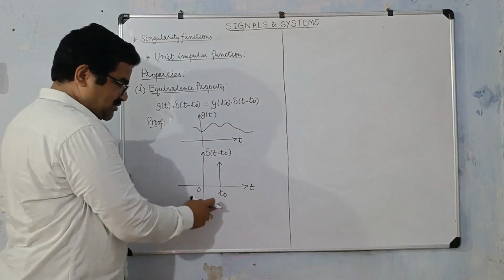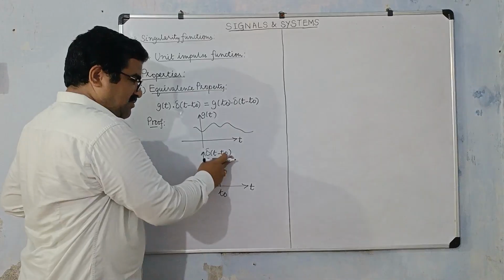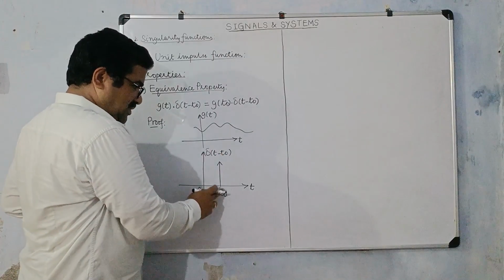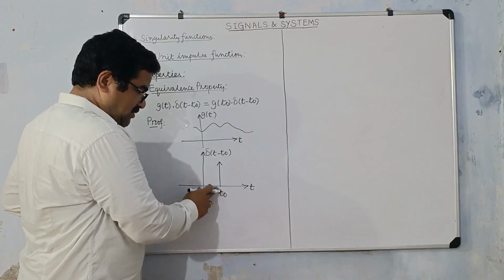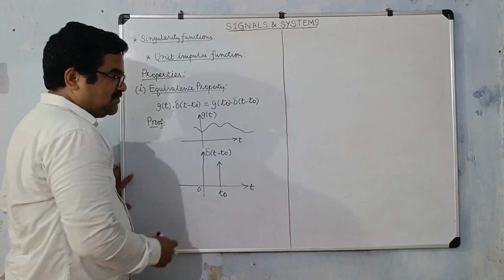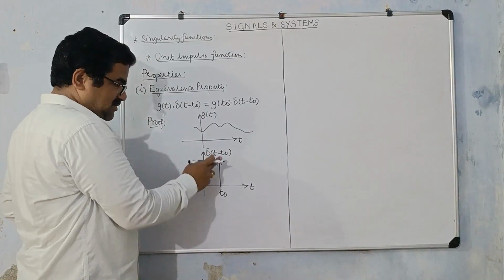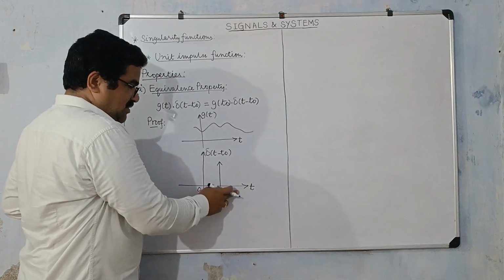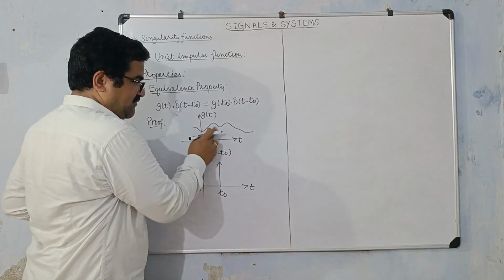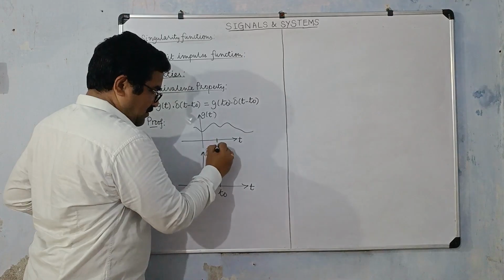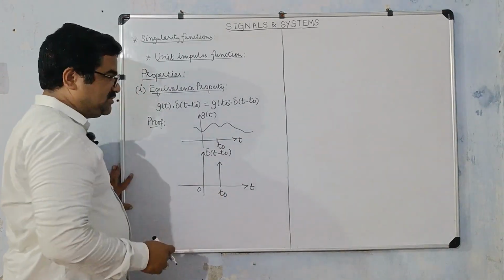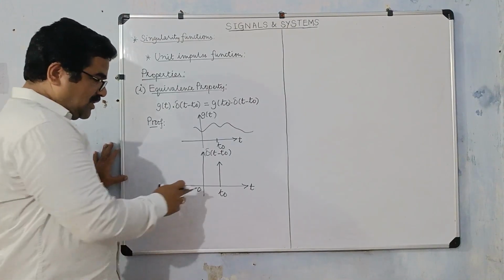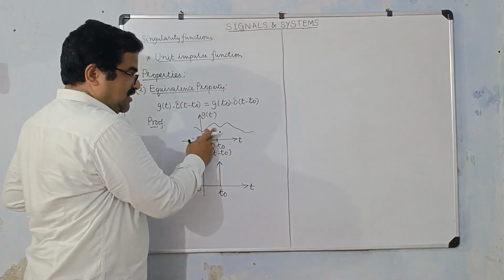Now when you multiply these two, my delta of t minus t naught has amplitude only at t is equal to t naught. Outside this it is equal to 0. So when t is not equal to t naught, even though g of t has a certain value, the product is going to be 0. And only at t is equal to t naught, it is multiplying g of t.